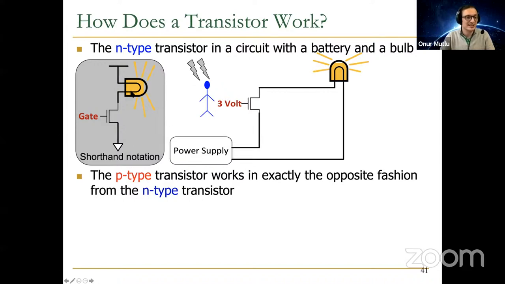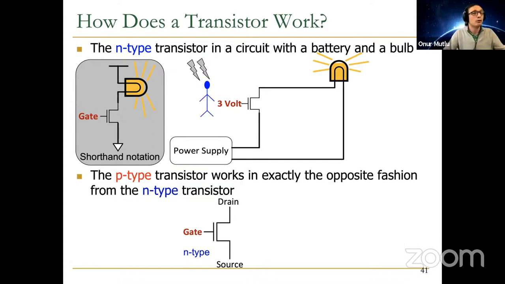Now, there are reasons why N-type transistors and P-type transistors are different. These will become a little bit clearer later on. But P-type transistors also exist, and they work in exactly the opposite fashion from the N-type transistor. P-type transistors are very good at conducting high voltages, whereas N-type transistors are very good at conducting low voltages. That's why we use both of them together in a circuit. We're going to look at this in a little bit more detail. That's why we have these two different types.